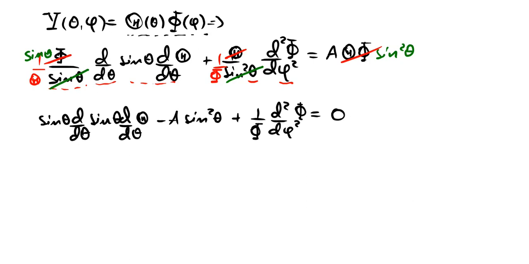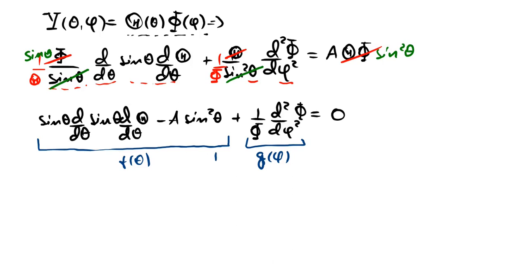Now everything here only depends on theta, while everything here only depends on phi. So this is a function of theta, and this is a function of phi. It's another function. But I'm saying that if I sum these two things, I have to find a constant, which is 0. So the only way this is possible is if this thing is a constant, and this thing is also the same constant but with a negative sign. So just by convenience, I'm going to call this one minus m squared, and this one plus m squared. Of course, it can be any constant, but it's more convenient if I write it like that.